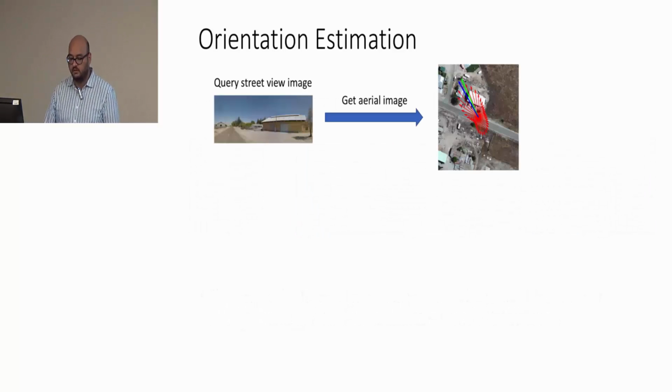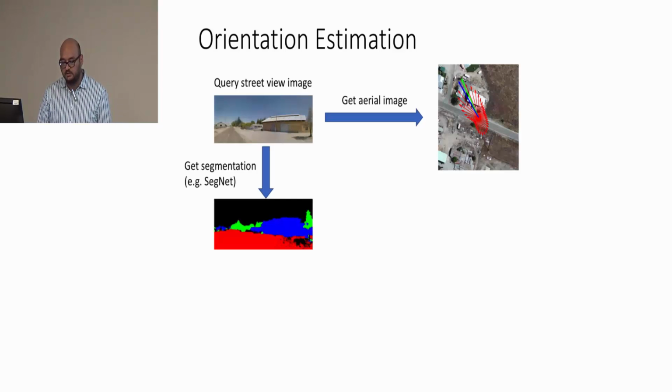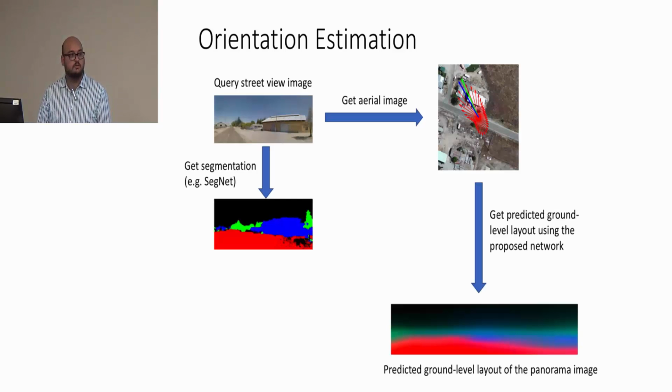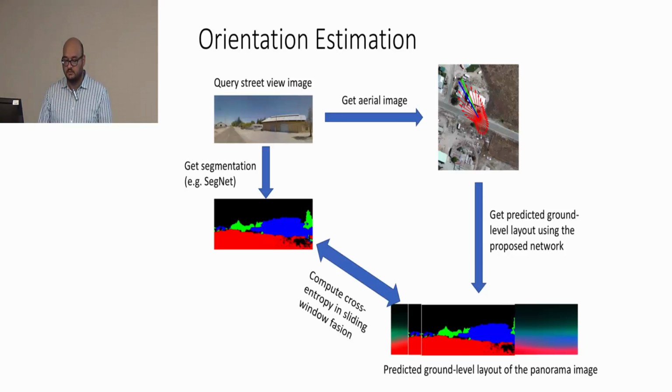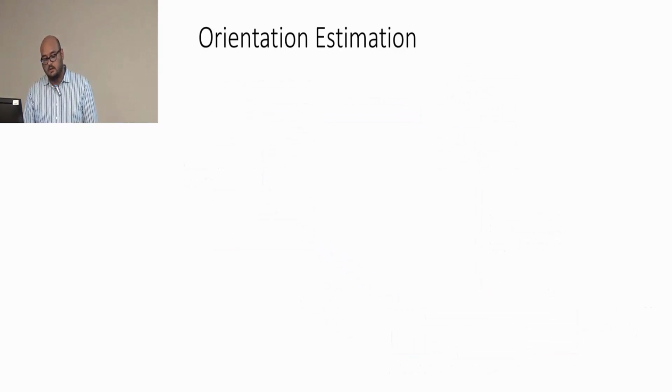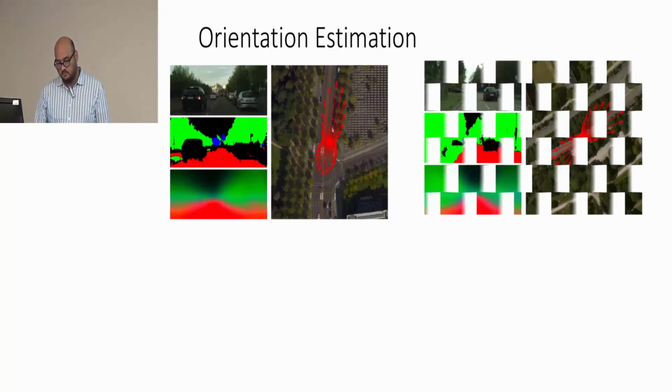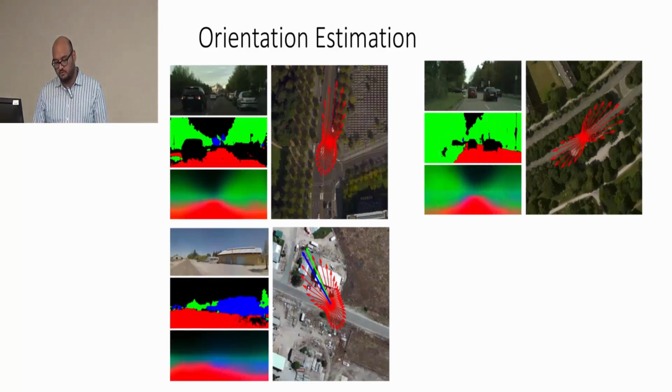So this is how it looks. Here is the corresponding straight view image, its corresponding aerial image, straight view segmentation, and corresponding aerial segmentation, and this is the sliding window they are applying on this. Orientation is where the entropy is minimized. Some more results.